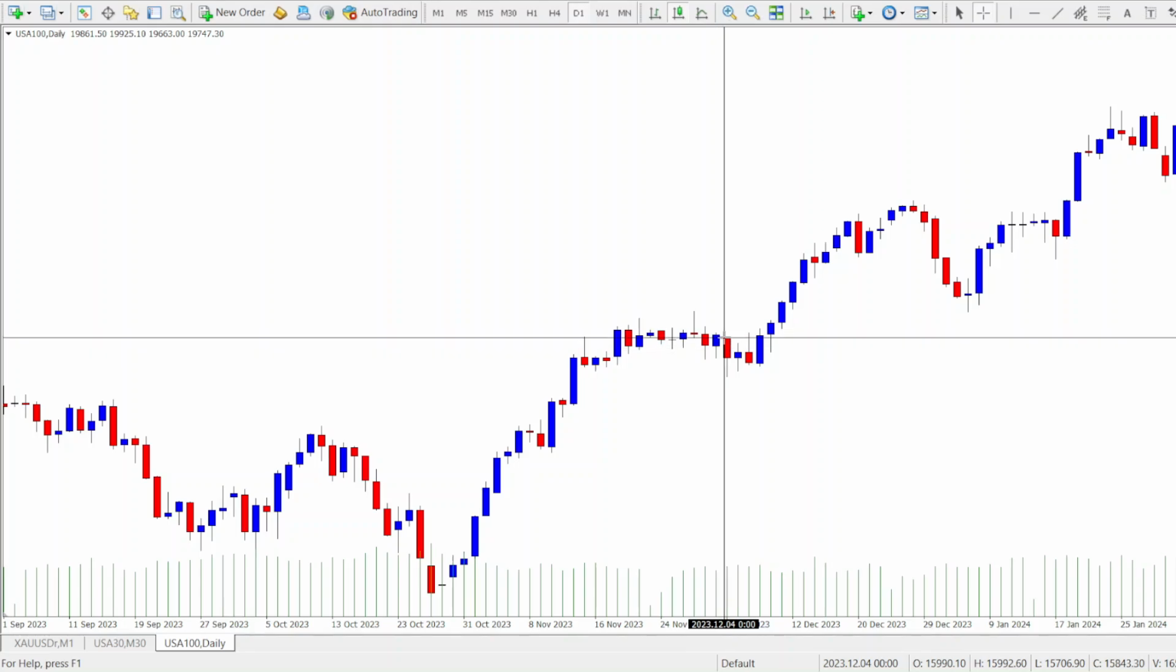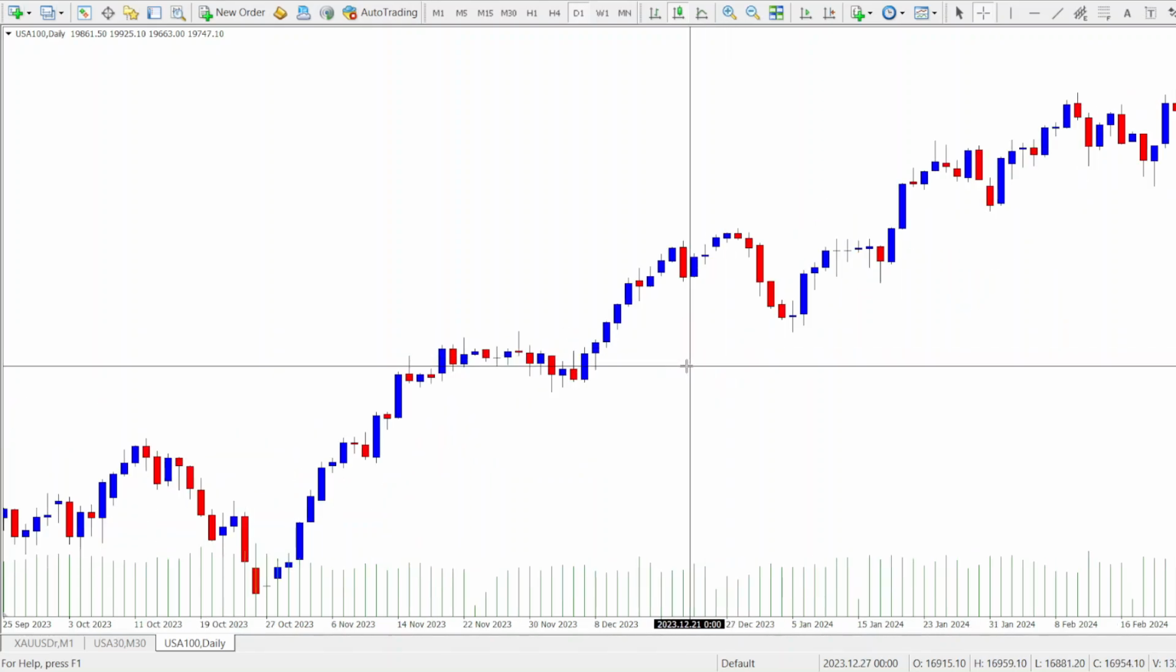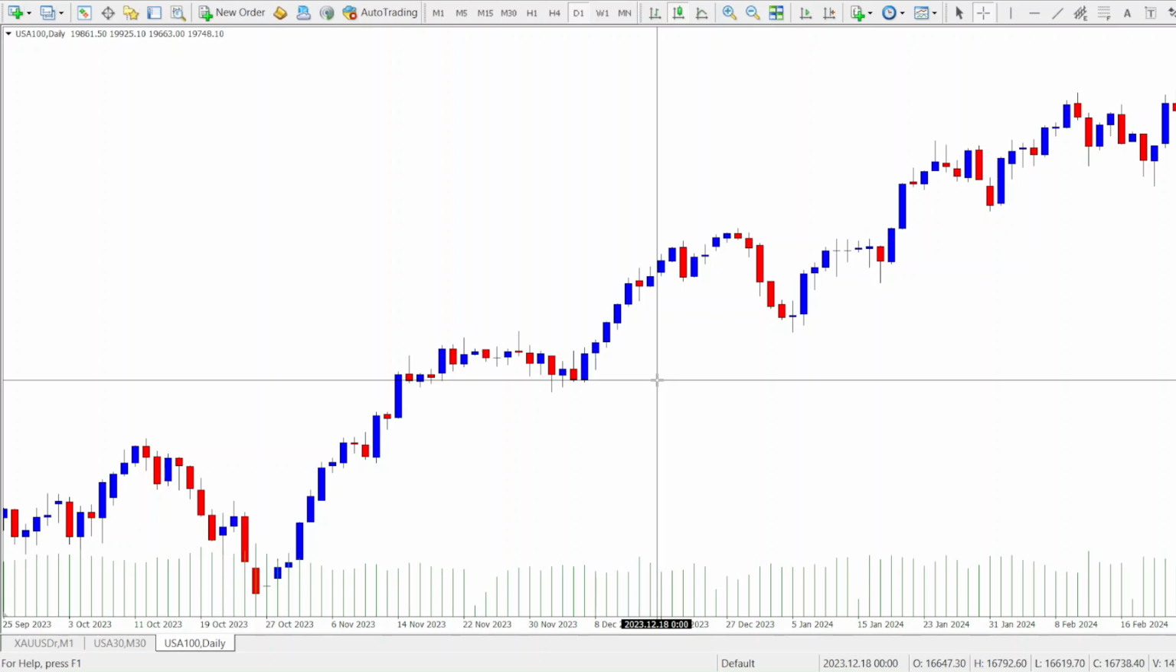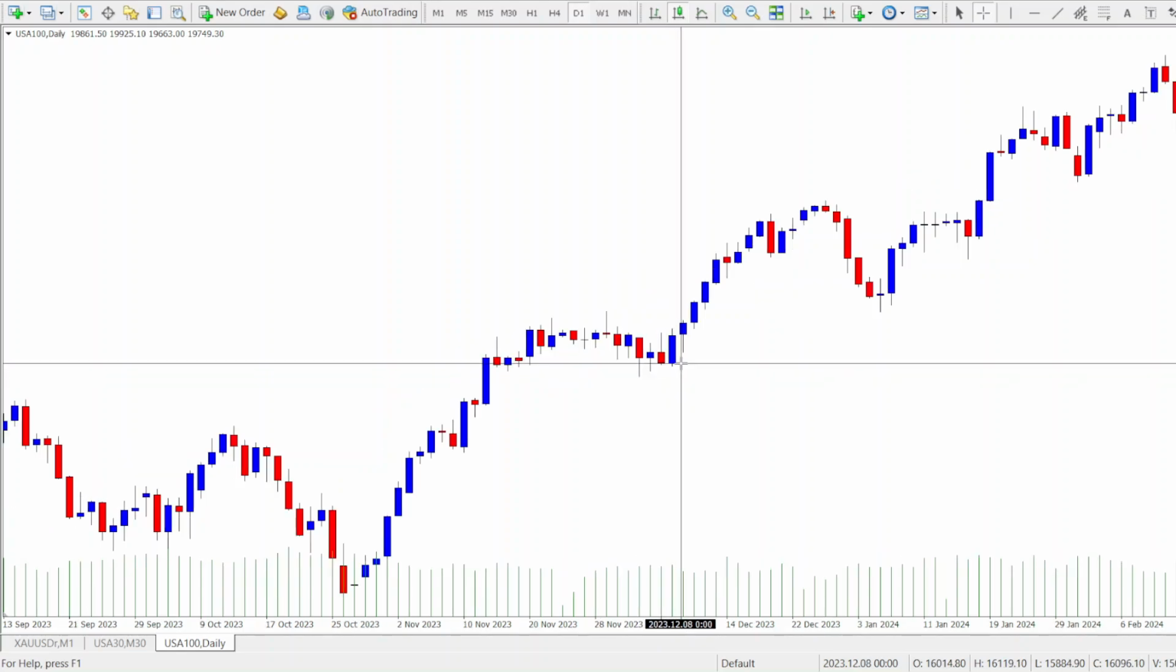So basically, these are the main types of the Doji candlestick pattern that we have: the standard Doji, the long legged Doji, the Dragonfly Doji, and the Gravestone Doji. These are easily identifiable on your chart, and these are among the most common kinds of doji.